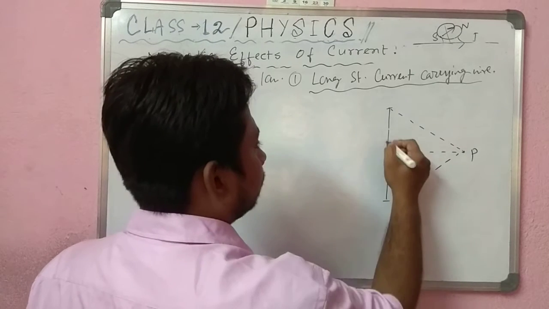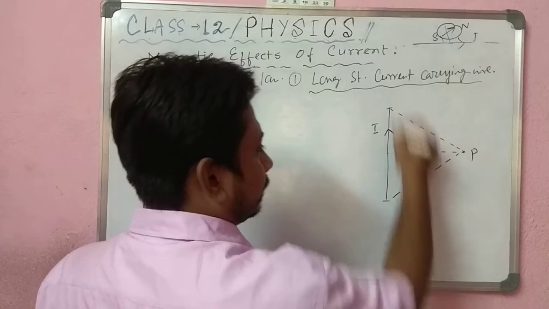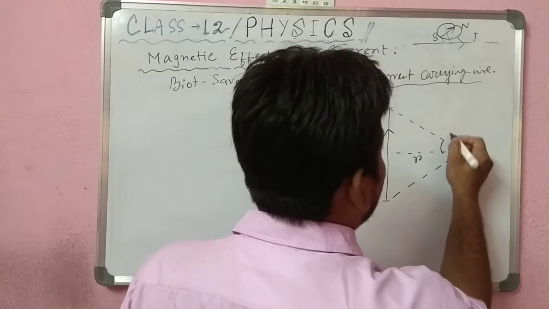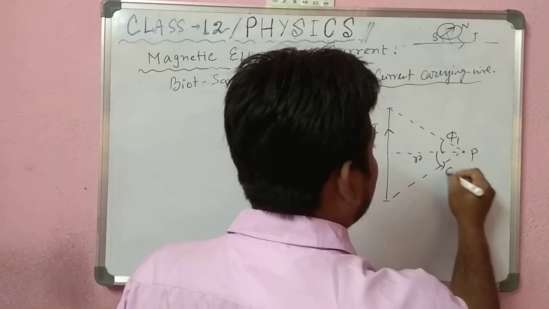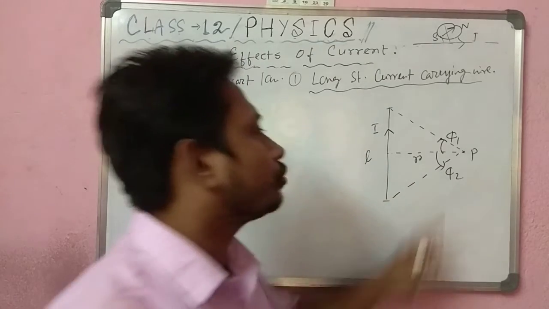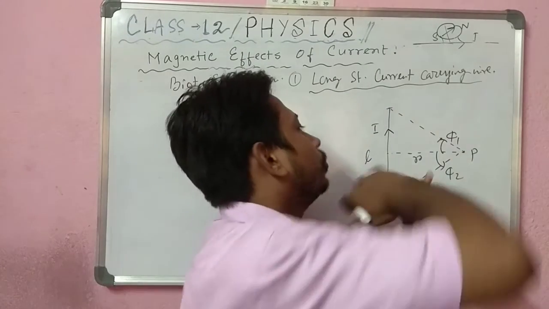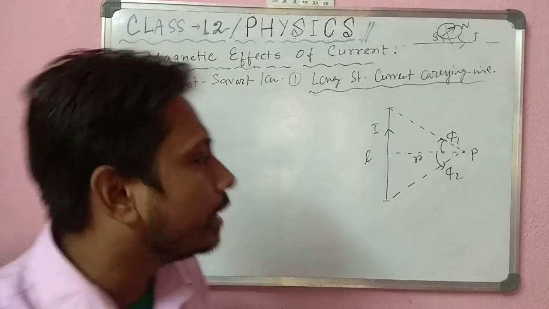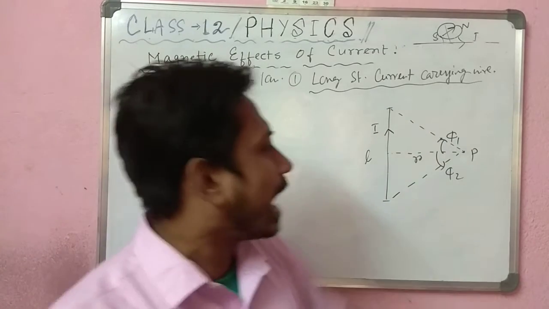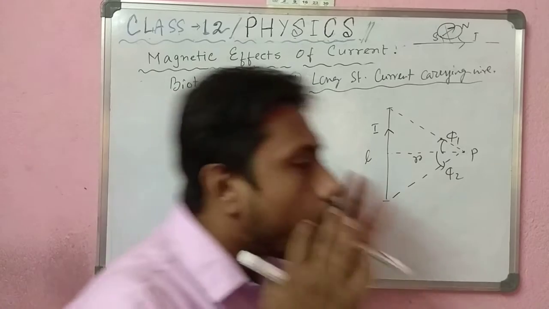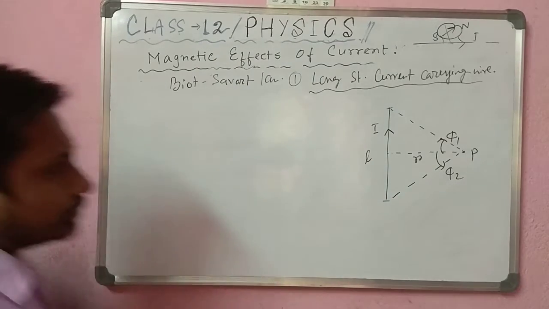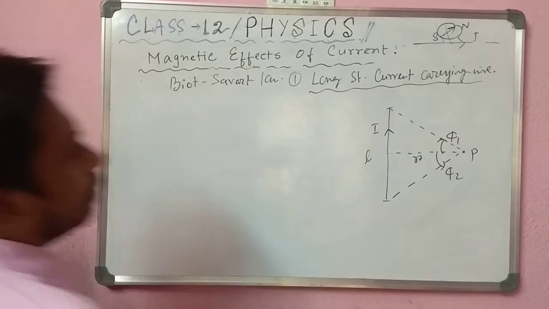So this is a current carrying wire I. The length of the wire you can take as L, this is R, and this angle take phi 1 and this angle take phi 2. Students, by phi 1 and phi 2 we are actually calculating the whole wire, the length of the whole wire. By using these angles, we cover the whole wire.